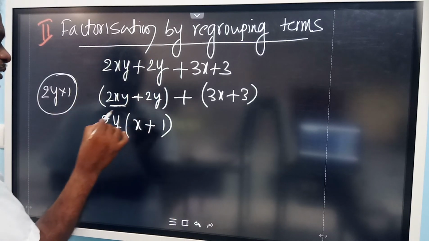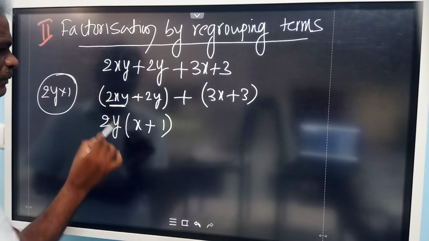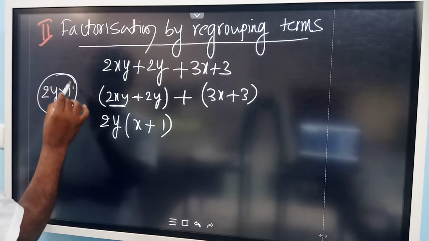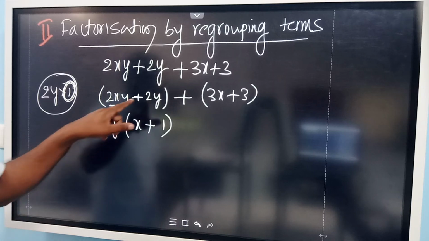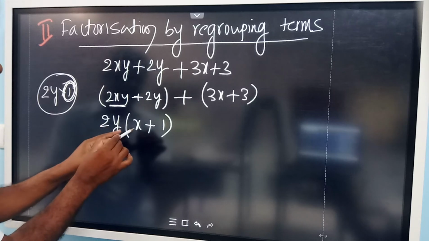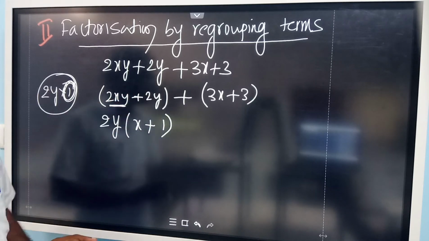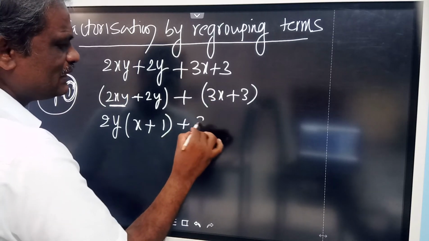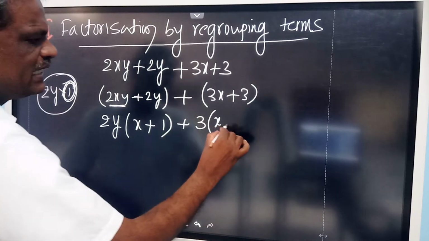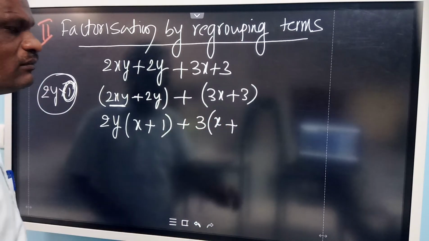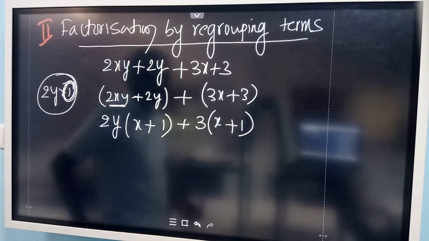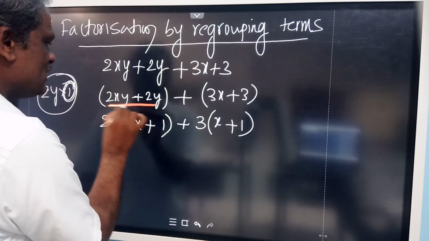So you are taking 2y common. If you take 2y, x will be left out in the first term. Plus, you are taking completely outside, then 1 will be left out. 2y into 1, you have to write 1, because if you multiply this 2y inside, you should get back the same: 2y into x, 2xy. 2y into 1, 2y. Same way, here also 3 is common. Once you take 3 common from the first, you will be left with x plus, again you are taking 1, 3 common.